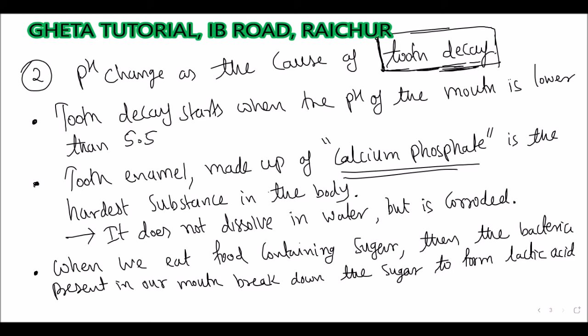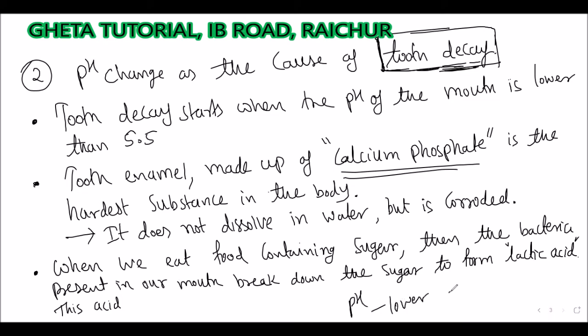Lactic acid will form here. So acid is produced now in your mouth. This acid lowers the pH. Whenever too much acid is produced, whether the pH will be lower or higher?